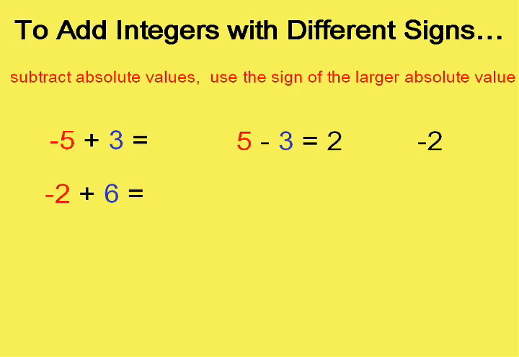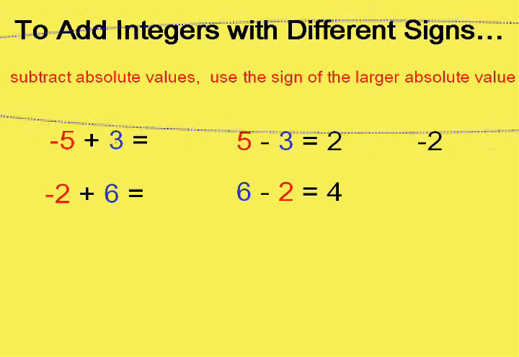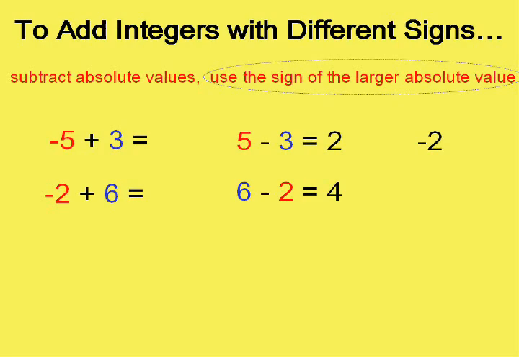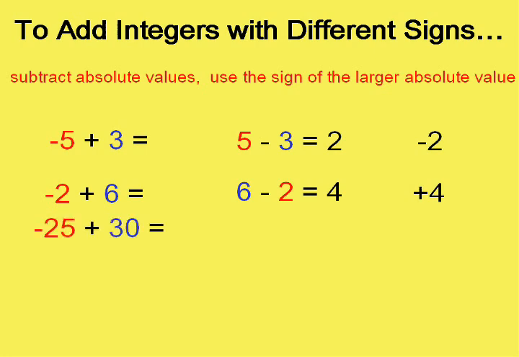Negative 2 and 6. We're going to subtract the absolute values. Might have to flip it around to make it easier. 6 minus 2, we'll get 4. Now, is it going to be a positive 4 or a negative 4? Use the sign of the larger. It's going to be a positive because the larger guy wins there. So it's positive 4.